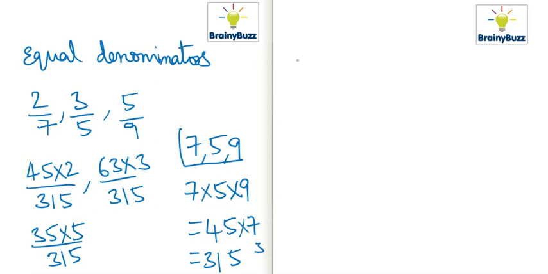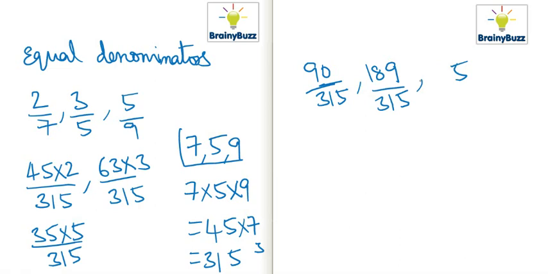And finally, the values are 45 × 2 = 90/315. Second one, 63 × 3 = 189/315. Third one, 35 × 5 = 175/315.